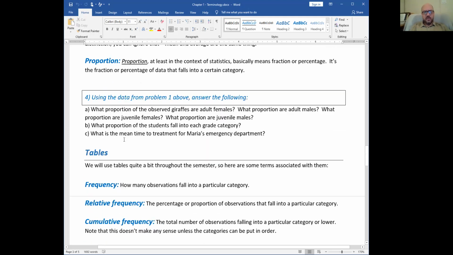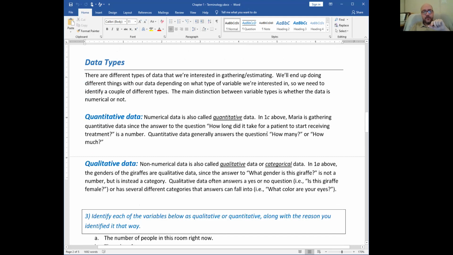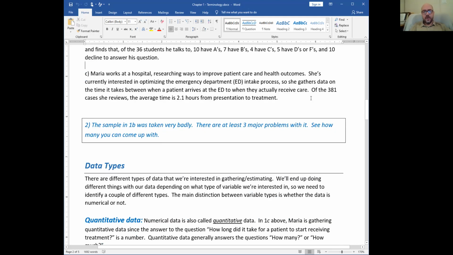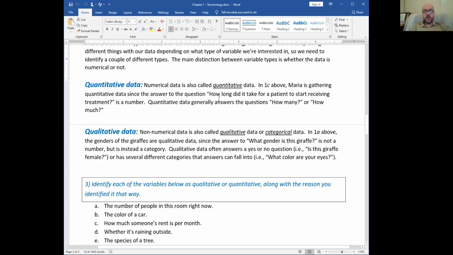And then the last one, what is the mean time to treatment for Maria's emergency department? Well, we don't actually know what that is, right? So mean time to treatment for the whole department is a parameter, and all we have is a statistic. We have the statistic that of the 381 cases that she reviews, the average time is 2.1 hours from presentation to treatment. So in her sample, the 2.1 hours is the average time to treatment. For the whole department, we don't actually know. We would have to have population data for that, and we don't. What we have is a sample. So it's probably around 2.1 hours, but we don't actually know what that number is.